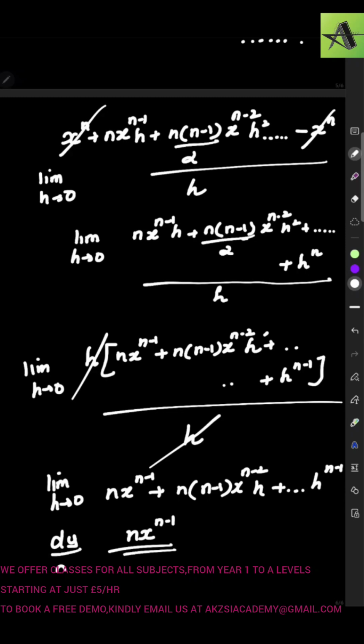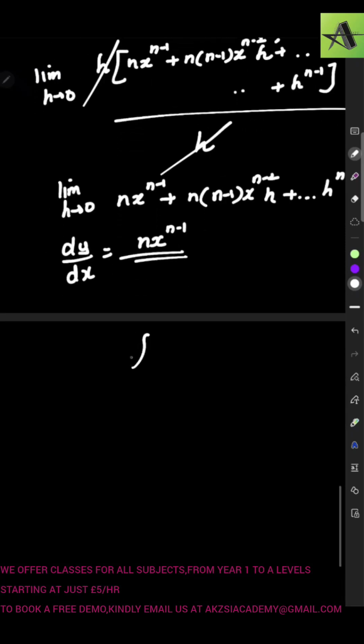This is actually the derivative of x to the power of n. So if f of x is x to the power of n, then df over dx is nx to the power of n minus 1, and that's how you can easily calculate the derivative of any function. Let me do one more question.